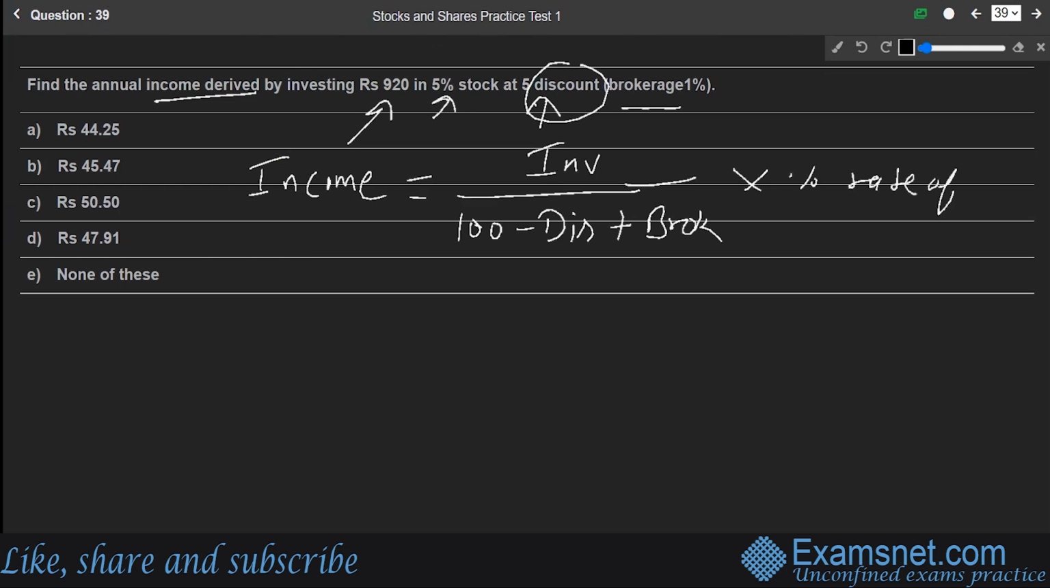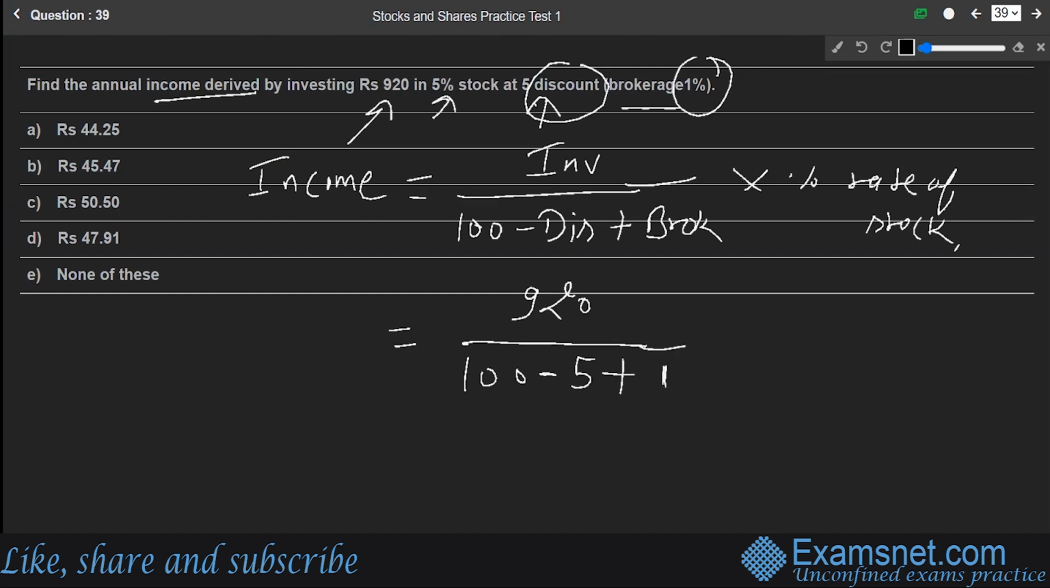That is the final calculation, percentage rate of stock. If you put down all the values here, we're going to get to the final answer. The investment is given in the question as 920 rupees. 100 minus discount value is given as 5 rupees, plus the brokerage value is given as 1%. We just keep 1 for it, not the percent value, into percentage of stock is given as 5.